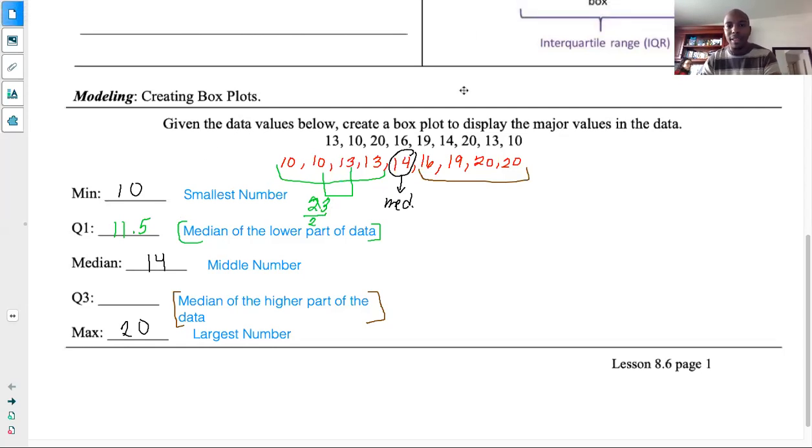Now, if we were to find the median of the higher part of the data, we would take the 2 numbers at the top here. The 2 numbers at the top on the higher part are 19 and 20. We add 19 and 20, we're going to get 39. And then we divide that by 2. 39 divided by 2 is going to give us 19.5. Oh, it's my decimal. Cool. All right, and then we get these 5 values. Beautiful. These are the 5 values that we need.